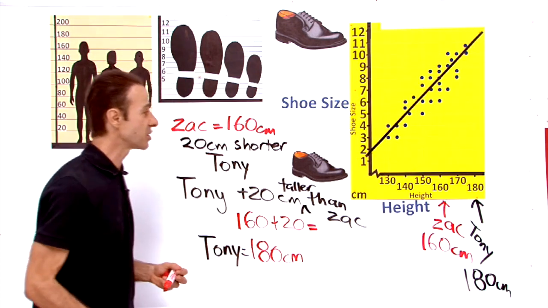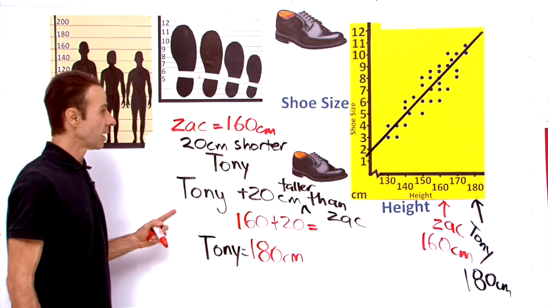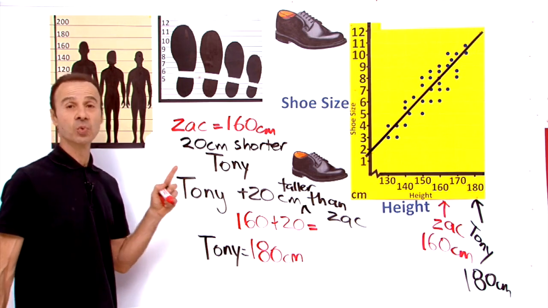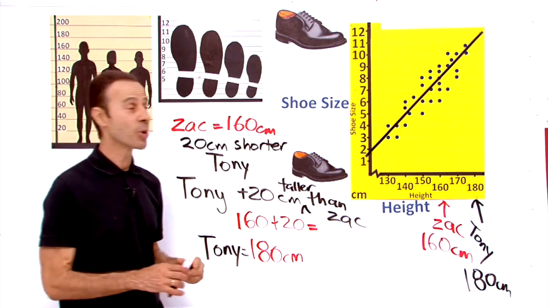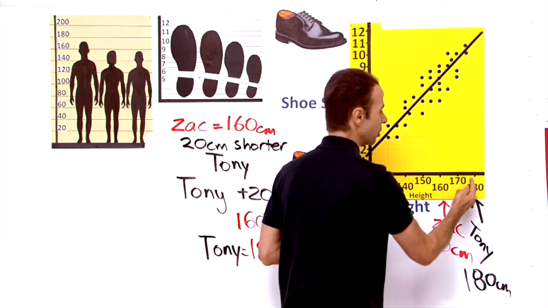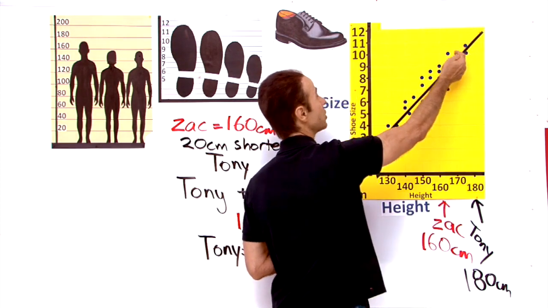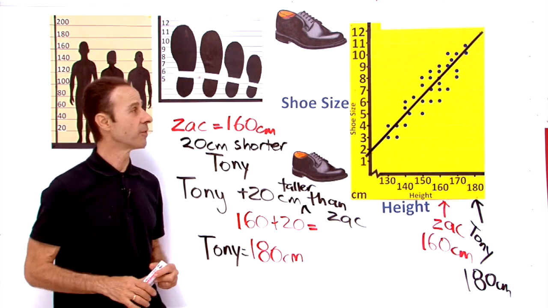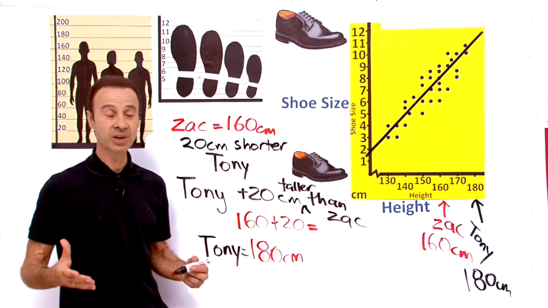Now the question asks, what is Tony's shoe size? Now, because we have a line of best fit, we can take this one variable, go straight up to this line, bounce it off there, and get the other variable, which is the shoe size. That's the beauty of using the line of best fit. So let's go ahead and do that.